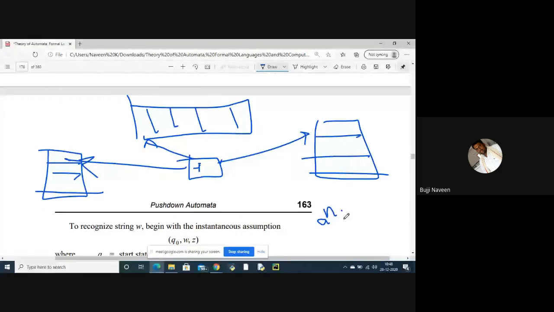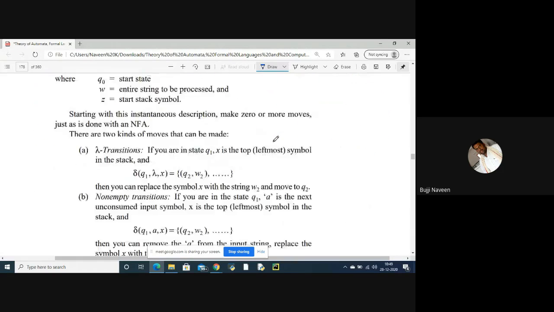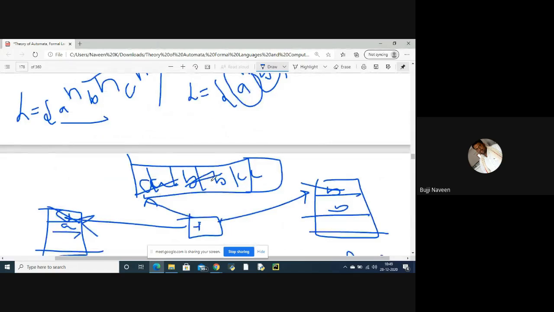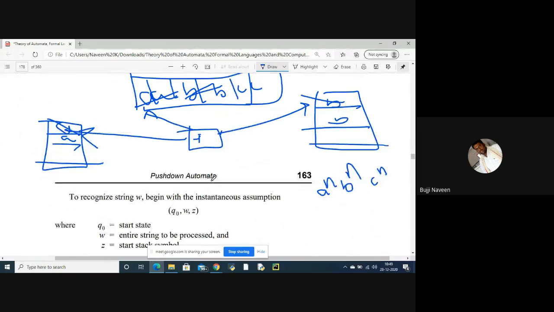For the language a^n b^n c^n, for the string with A's, B's, and C's, the number of A's we need to push in stack A, the number of B's we need to push in stack B, and now if C's come, we need to pop one symbol from A and one symbol from B. So it is the working procedure of a two-stack PDA. If the number of conditions increases, then we need to increase the stacks also. So it is very complex to increase the number of stacks for different types of conditions.